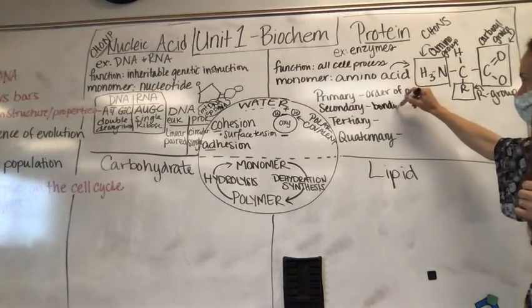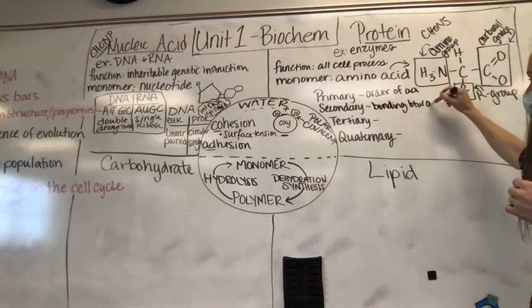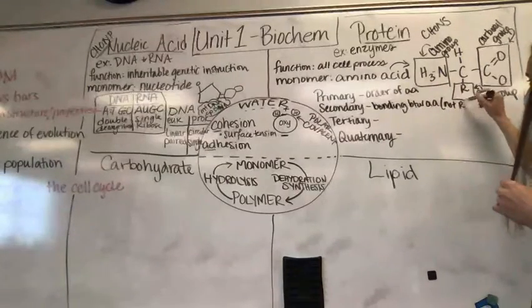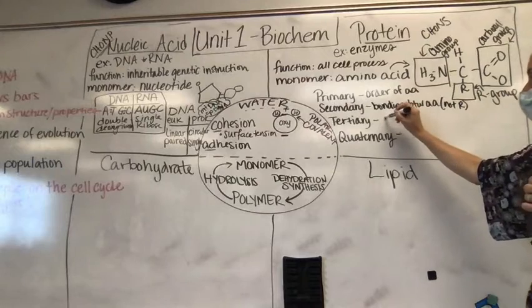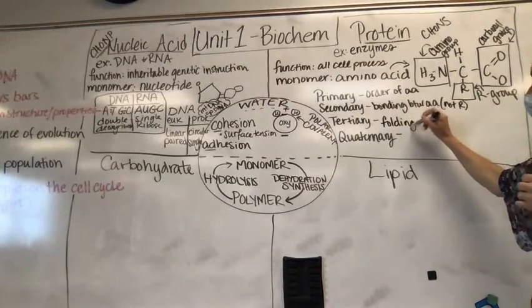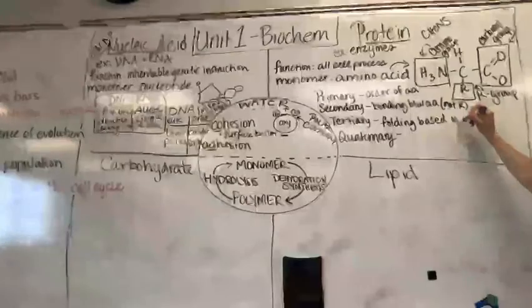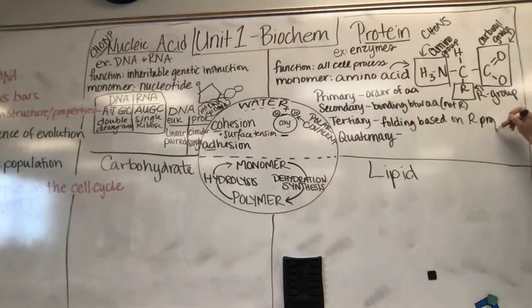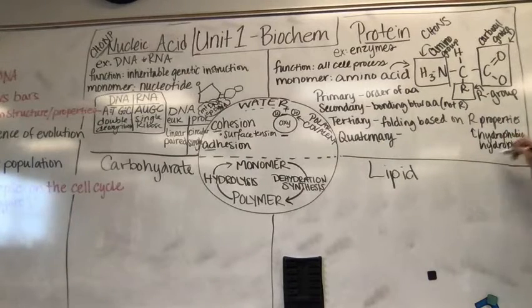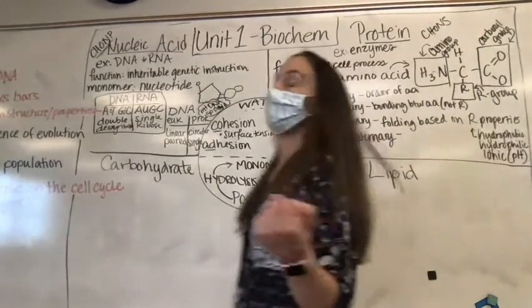Secondary is bonding between amino acids, not R groups. And then tertiary is the folding based on R properties. I remember those are going to be things like hydrophobic, hydrophilic, and our stupid standards call acid and base ionic. It's annoying.